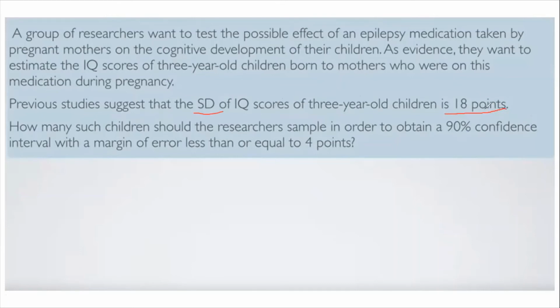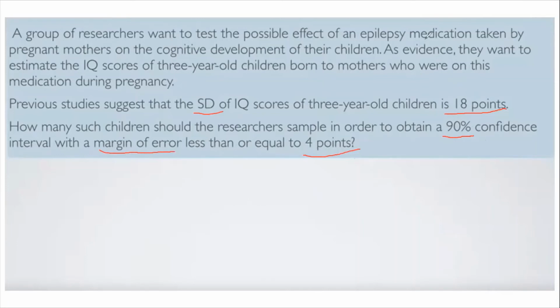It is 18 points. Because we are calculating the sample size and we haven't done the study, we need to rely on previous studies, which is basically called a literature review. How many such children should the researchers sample in order to obtain a 90% confidence interval with a margin of error less than or equal to 4 points? So we got a margin of error here, 4 points, and then we got a standard deviation of 18 points.